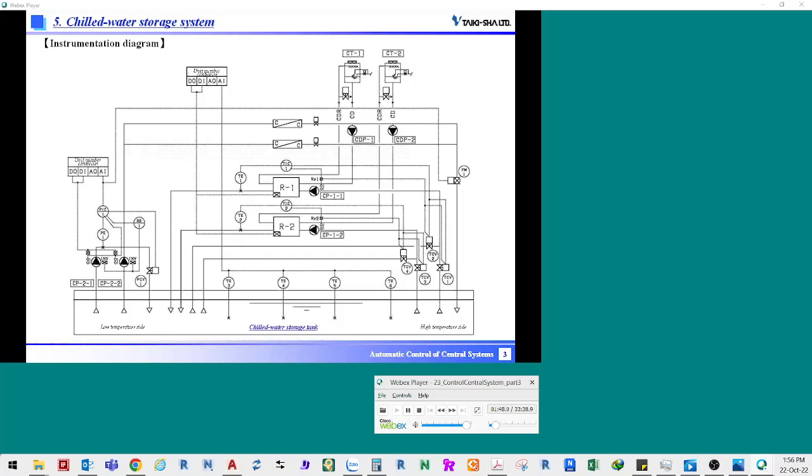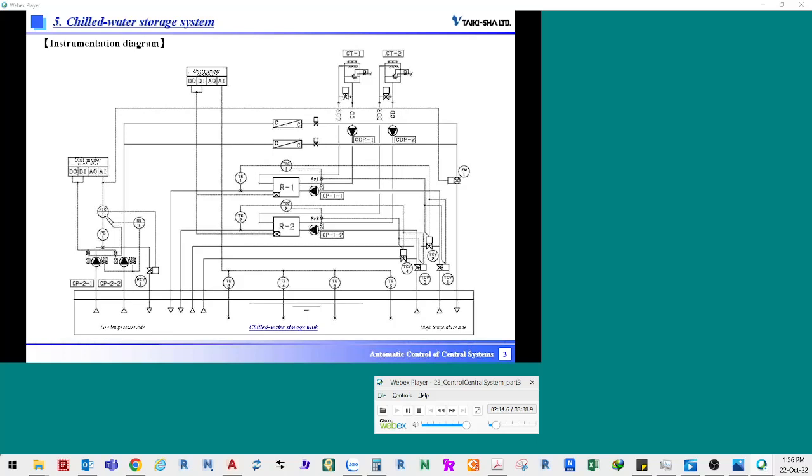The automatic control system includes the following components. The temperature sensors TE1 and TE2 to control the chilled water outlet temperature of the chiller. The temperature indicating controllers TIC1 and TIC2. The temperature control valves TCV1, TCV2, TCV3, and TCV4.